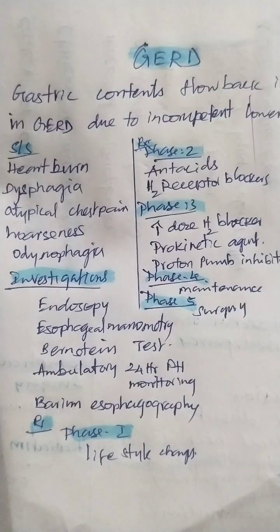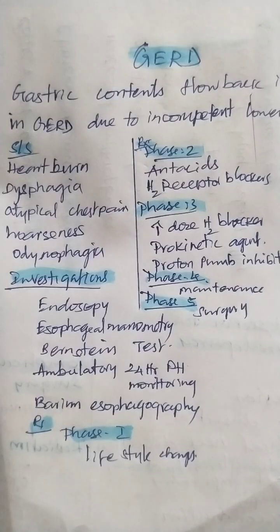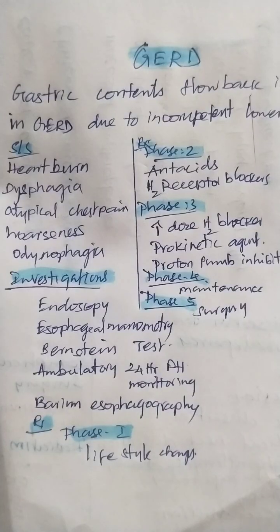Phase 4 treatment, drug maintenance therapy, may be needed depending on the severity of disease and recurrence of symptoms after initial therapy drug therapy is stopped. Use the lowest effective drug dose of H2 receptor blockers or proton pump inhibitor. Phase 5, surgery may be indicated for patients who do not respond to other approaches or who do not adhere to strict lifestyle and pharmacologic management.